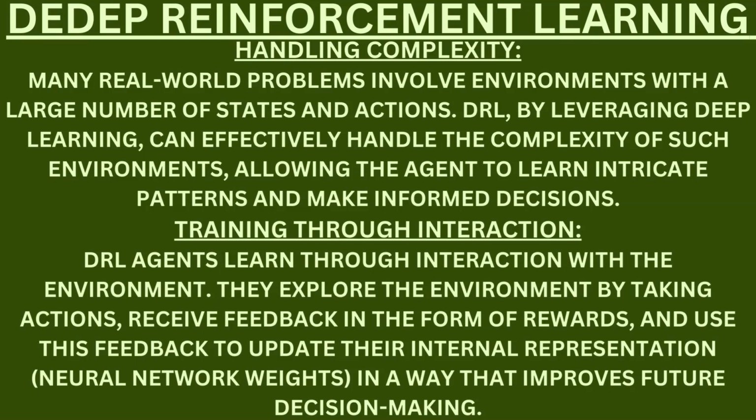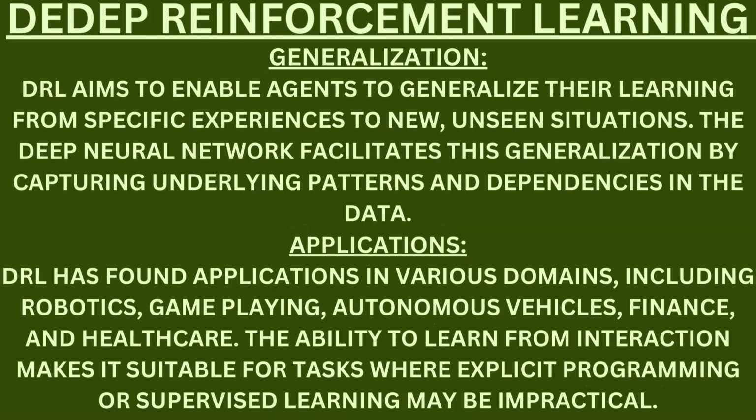Training through interaction. DRL agents learn through interaction with the environment. They explore the environment by taking actions, receive feedback in the form of rewards, and use this feedback to update their internal representation, neural network weights, in a way that improves future decision making.